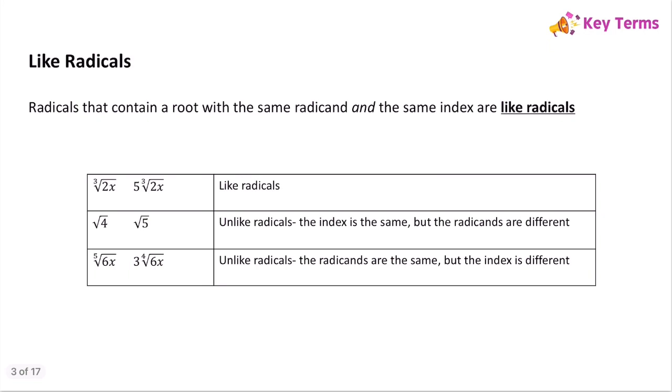So we can extend this idea to radicals. Radicals that contain a root with the same radicand and the same index are like radicals. So notice here the cube root of 2x and 5 times the cube root of 2x are like radicals because these radicals have the same index and the same radicand. The square root of 4 and the square root of 5 are unlike radicals because although the index is the same, the radicands are different. So the fifth root of 6x and 3 times the fourth root of 6x are unlike because although the radicands are the same, notice that the index is different.